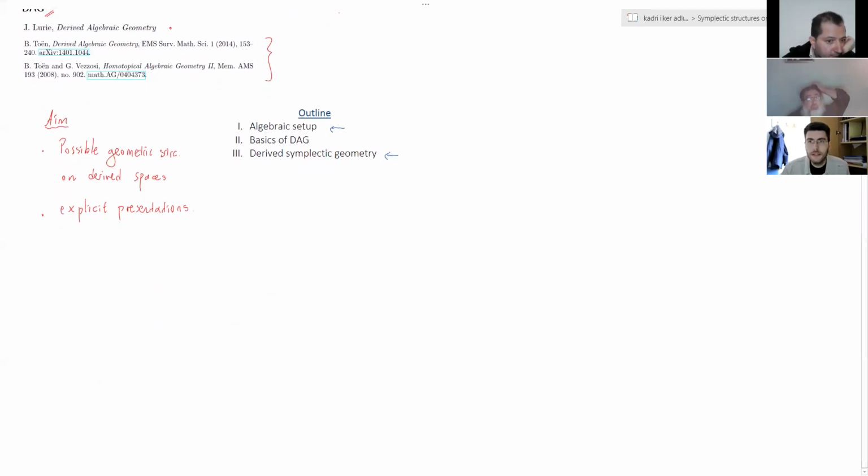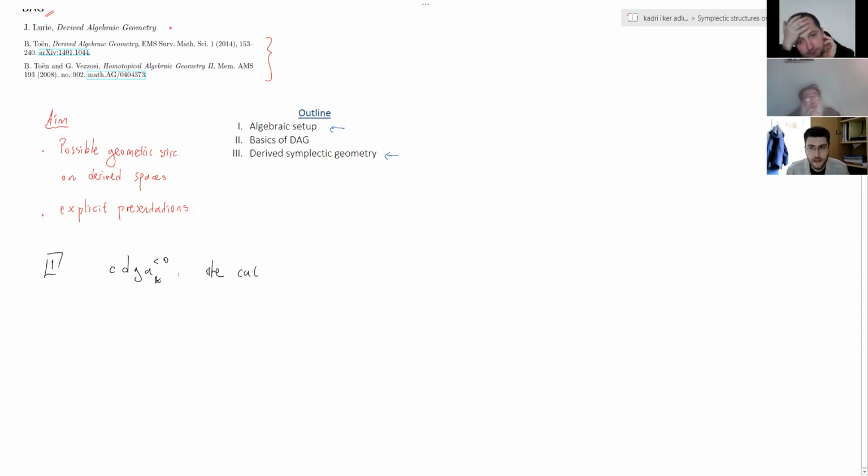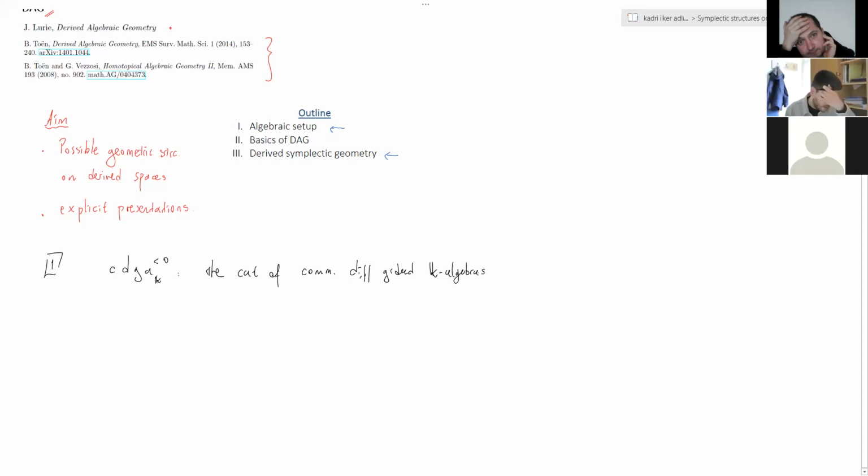Okay, so let's start. What kind of algebraic setup do we have? The main object is the category of CDGA. This is basically the category of commutative differential graded K-algebras in non-positive degrees.